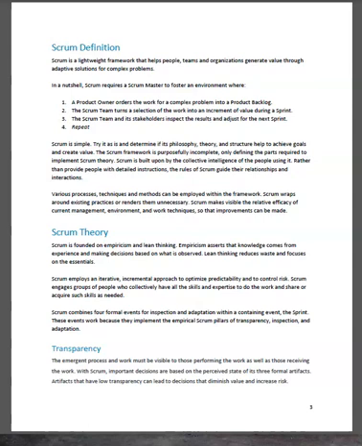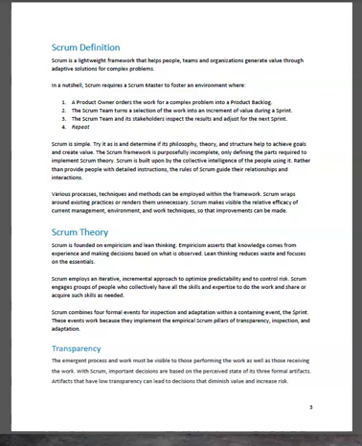The rules of Scrum guide their relationships and interactions. Various processes, techniques, and methods can be employed within the framework. Scrum wraps around existing practices or renders them unnecessary. Scrum makes visible the relative efficacy of current management, environment, and work techniques so that improvements can be made.